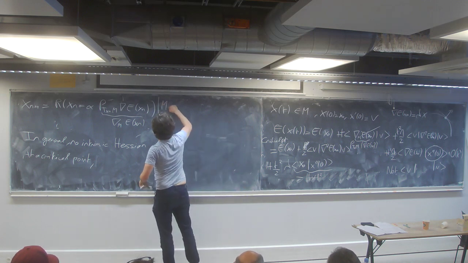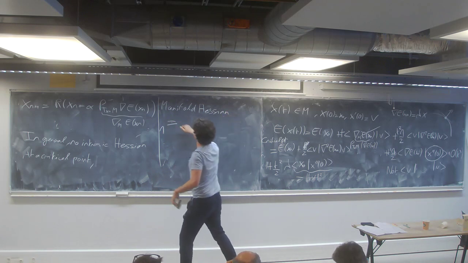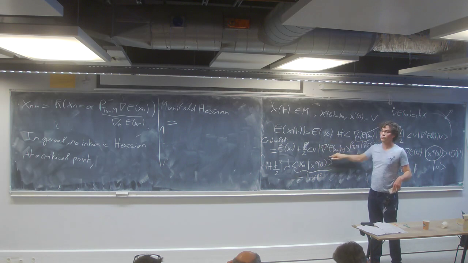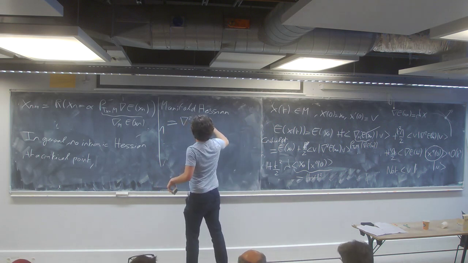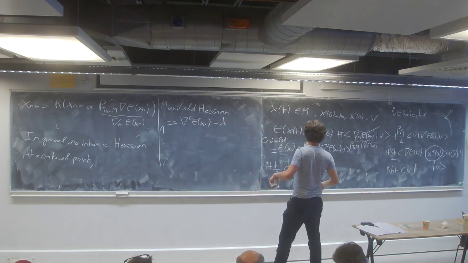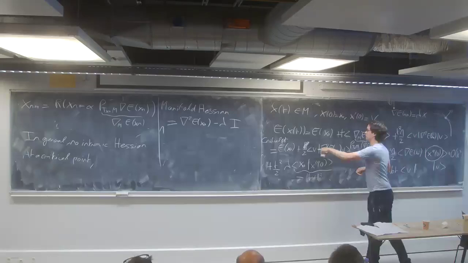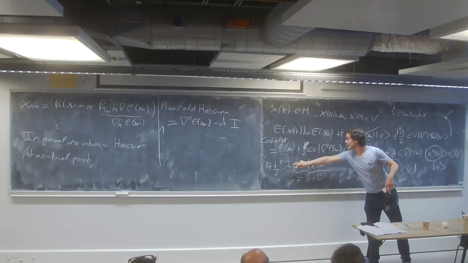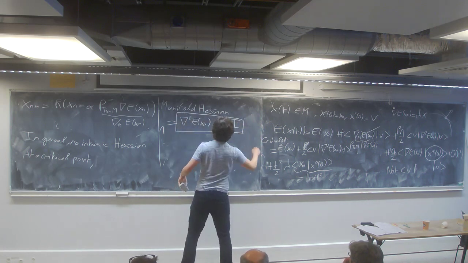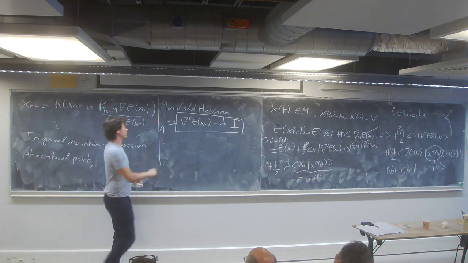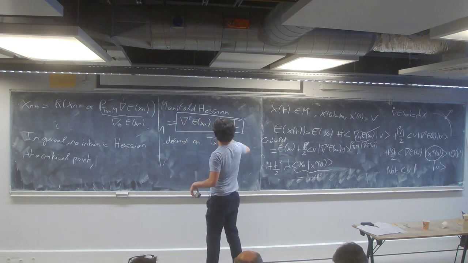So the manifold Hessian, which is a second order expansion here, is equal to what? In this particular case, it's equal to the extrinsic variation of the energy, minus lambda times identity. Right? Because if you want to write this as a quadratic form, this is V on the left, V on the right, Hessian minus lambda identity. Okay, so this is on the sphere the manifold Hessian, defined as a quadratic form on TXM.